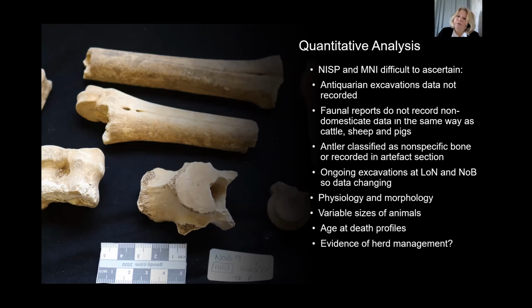Another issue that we had was with regard to antler. Antler was often classified as non-specific bone. Therefore, trying to find it was quite difficult. And in the case of the Ness of Brodgar, it involved trawling through 87 boxes of animal bones to try and find some red deer and some antler.